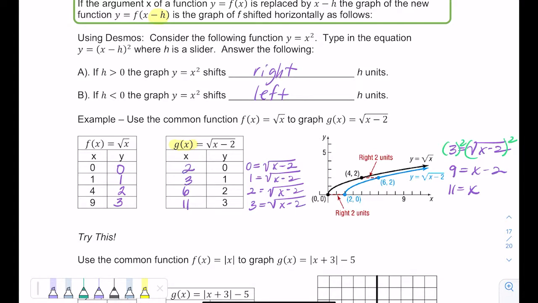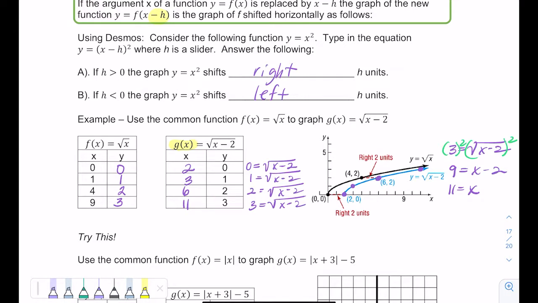So there's my new ordered pairs, which you can see. Here's 2, 0. Here's 6, 2. 11, 3 would be on there. 3, 1 is also on there, right? Here's 3, 1. It's just not labeled. 11, 3 is right there. So as you can see here, when it was the square root of x minus 2, it actually made the graph go 2 units to the right.